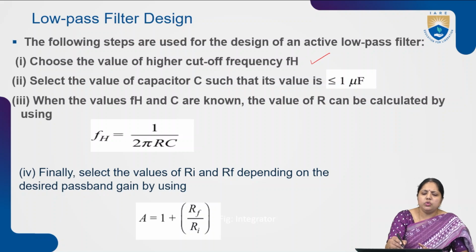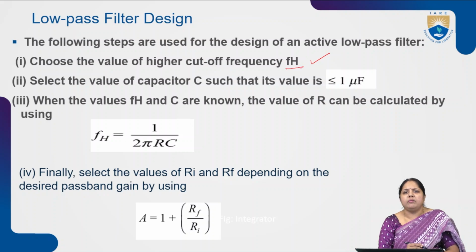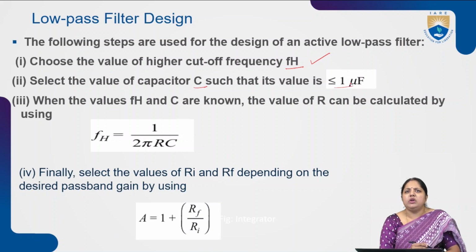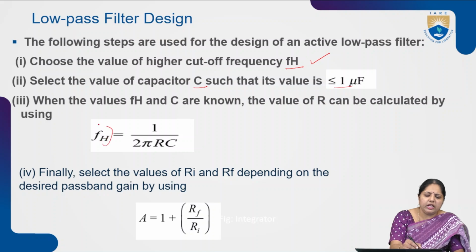At that time, the first step is to choose the higher cutoff frequency. With respect to a low pass filter, that frequency is the higher cutoff frequency Fh. The next step is to choose the capacitance value, less than or equal to 1 microfarad. So you have assumed the Fh value and taken one C value.